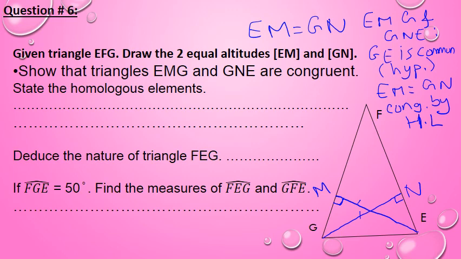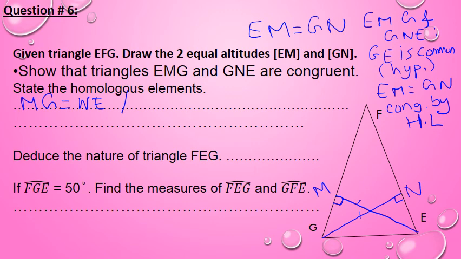GE is a common side. ME is equal to GN. These are finished. Which sides are also equal here, Badia? MG and NE. So the first side is MG is equal to NE. Do we have other than three sides in these two triangles? No. Now the angles. Angle M is 90, angle N is 90.